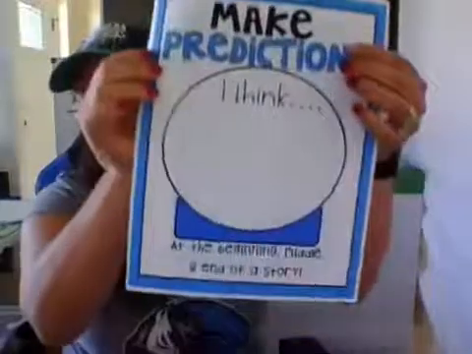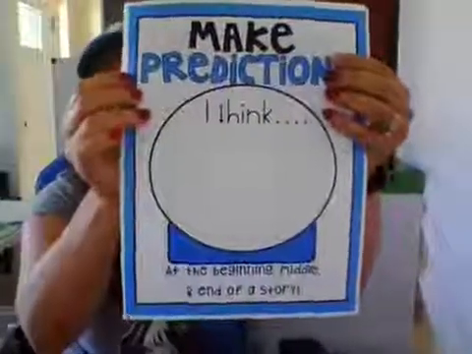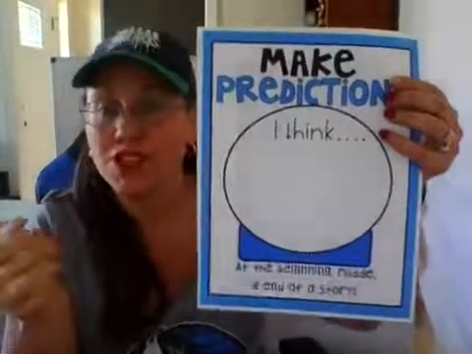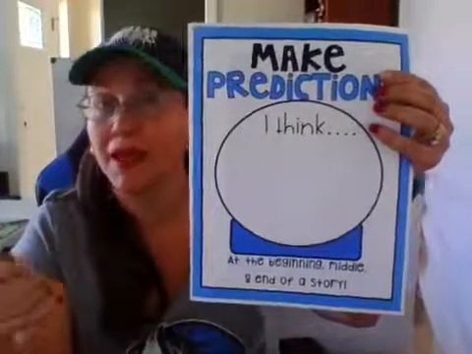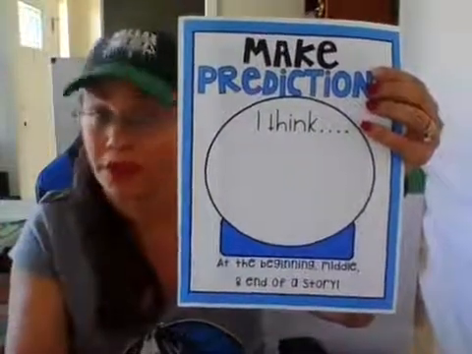We'll be talking about some reading concepts every once in a while, and today we are going to be talking about making predictions. So, what is a prediction? A prediction is technically a guess of what's going to happen in the story. So, where do we find our predictions?